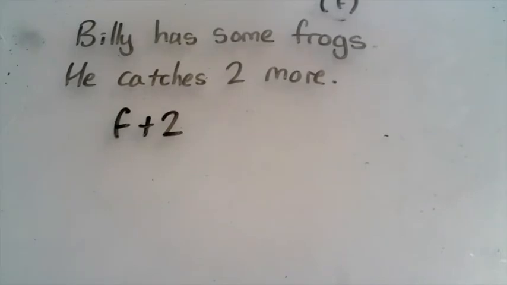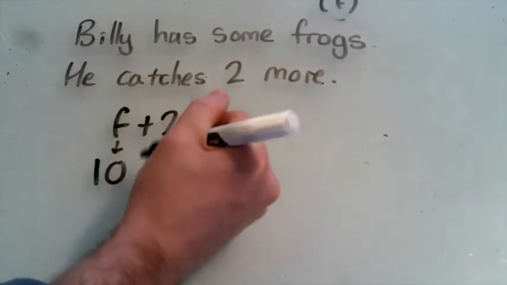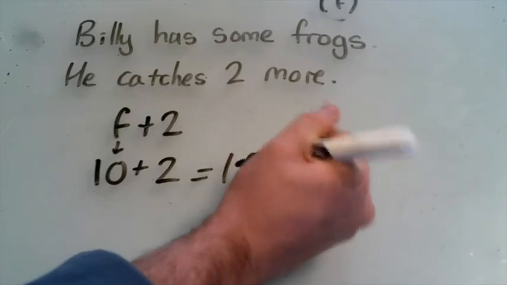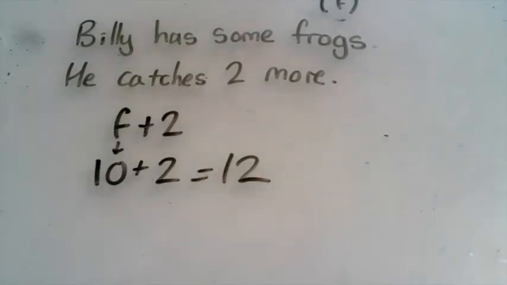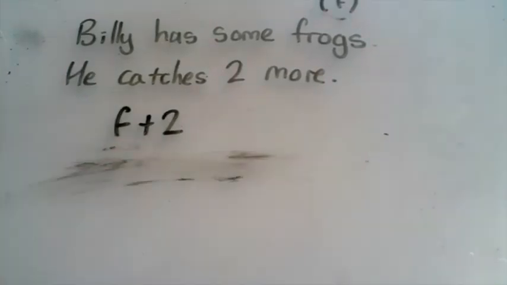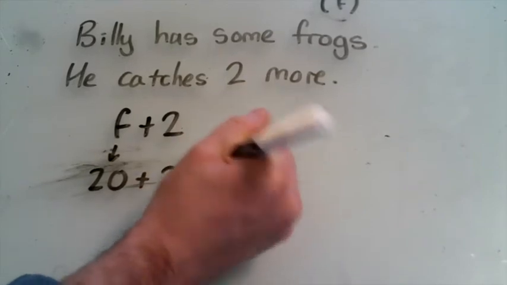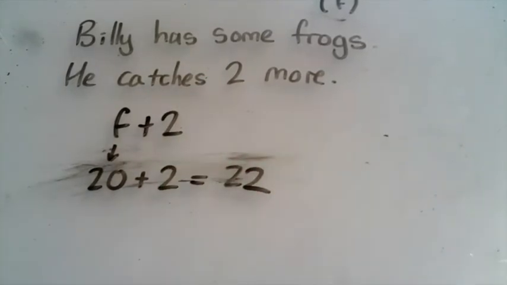So if Billy had 10 frogs, to work out the number of frogs he has got, he's got 10 frogs, so we now know what F is. We're adding 2, which will give us 12. So Billy would have 12 frogs altogether. Equally, if he had 20 frogs, that F would be 20, and we're adding 2. So we know that Billy has 22 frogs overall.